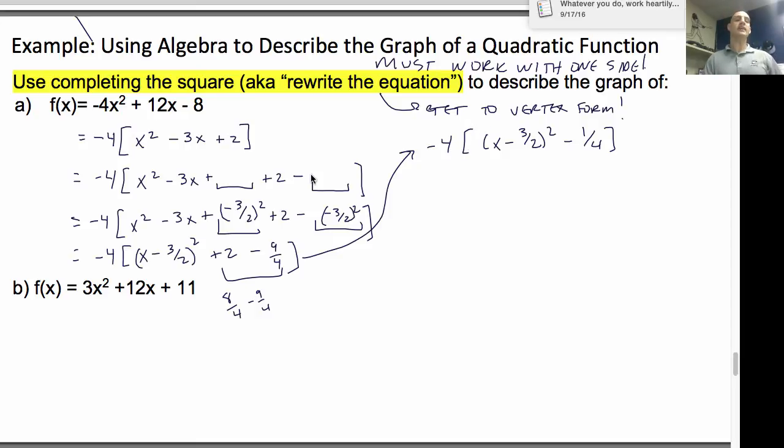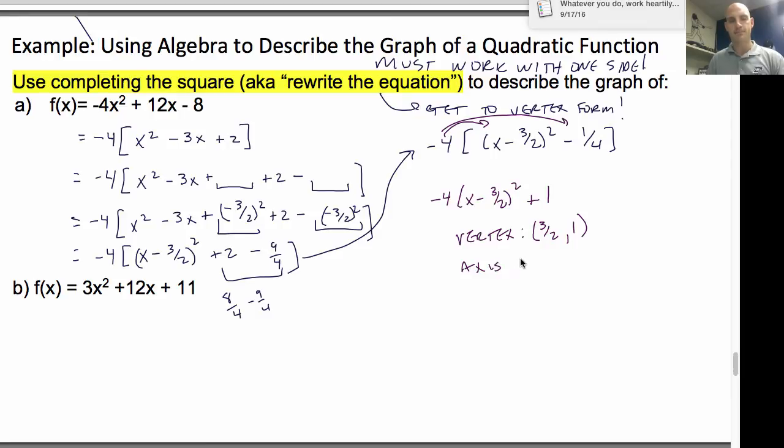And now I'm trying to get this to a form where I can have vertex form. So a times x minus h squared plus k. And so I'm actually going to distribute this negative 4 in, and you're going to see what happens here. So I've got negative 4 times x minus 3 over 2 squared. And then negative 4 times negative 1/4 would be plus 1. So check it out. A times x minus h squared plus k. So my vertex is at 3 halves, comma 1. And my axis is at x equals 3 halves. Okay? And so this becomes very simple to see exactly what I'm looking at, where my vertex is, where my axis is. I had to do a little pre-work on the front end.